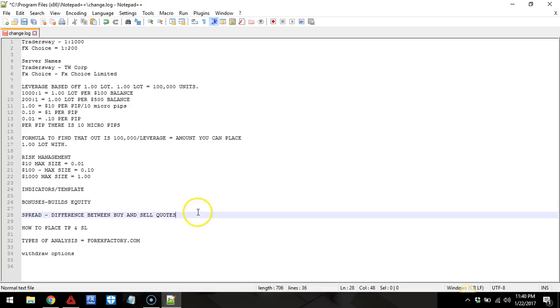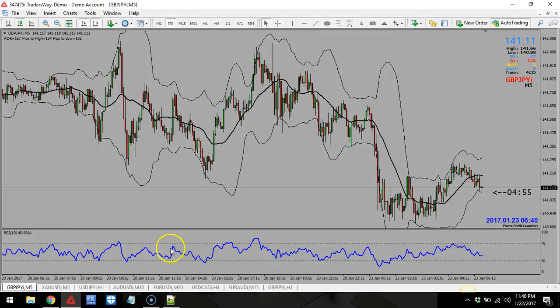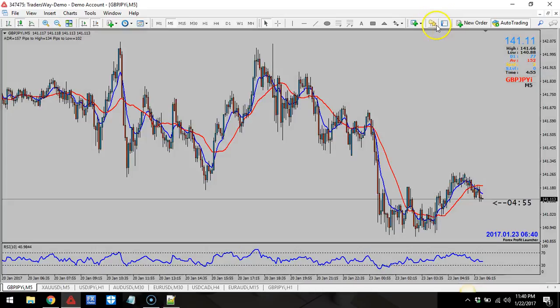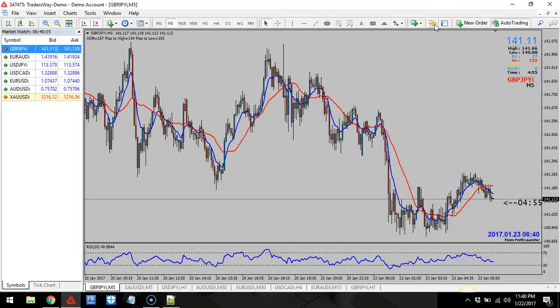Spread. The spread is the difference between the buy and the sell quotes that the brokers give you. Now, I'm going to show you right now. Alright, so here, the bid and the ask, okay? This is the buy and the sell. Like I said, the spread is the difference between these two prices. That's the spread which the broker always takes from you. So that's what the spread is.